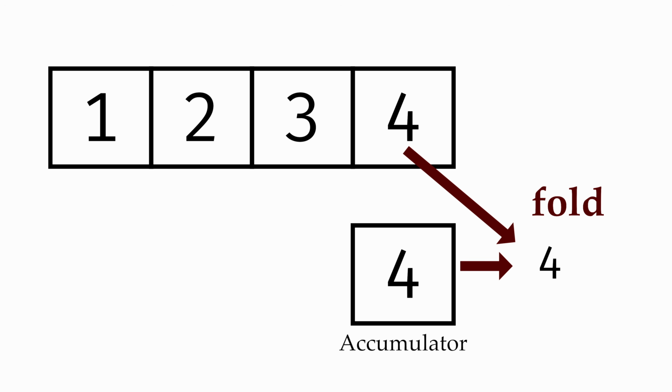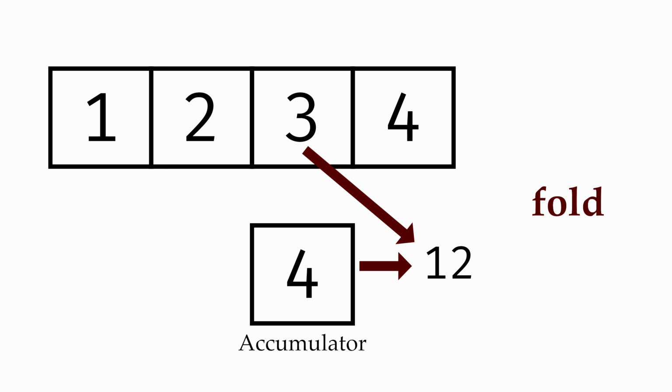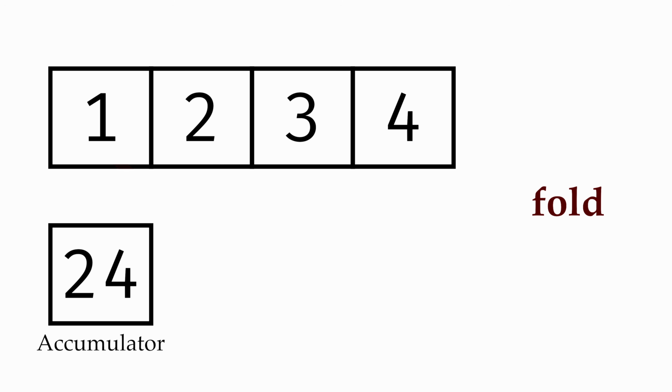the accumulator. We keep taking elements of the list one at a time and multiplying them by the accumulator to get a new value for the accumulator. And once we process all of the elements, we've got a final value for the accumulator, which is the product of all the elements in the list.